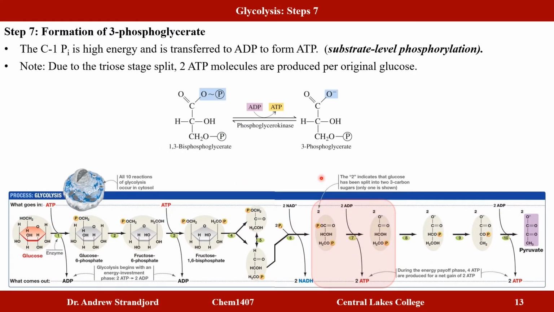Step 7 in the glycolysis process is to transfer a phosphate group from my 1,3-biphosphoglycerate molecule over to ADP to form the energy molecule ATP, so I'm gaining energy here. My final product in this step is the 3-phosphoglycerate, so I only have one phosphate group now on that molecule. Remember that I have two of these molecules moving through the glycolysis chain, so I produce two ATP molecules and I produce two 3-phosphoglycerate molecules.